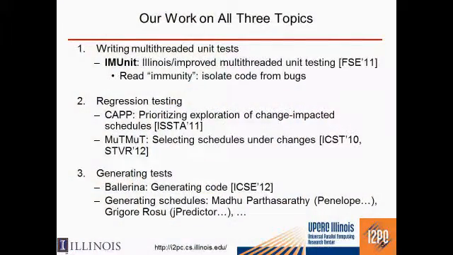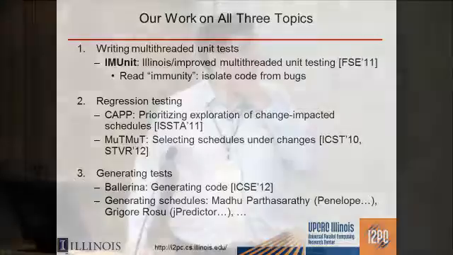In the context of sequential code, there has been a lot of work on regression testing. How do we make testing better as the code changes? How do we make it more efficient? This was not addressed widely in the context of parallel code. And then there are also the issues of how to automatically generate some of these multi-threaded unit tests, how to generate the test code itself, and how to generate schedules. These are some of the challenges. There are obviously others, but I picked the ones that we worked on. So we do have work at Illinois on all of these three topics. And what I'll spend the most time on today will be the first topic of writing these multi-threaded unit tests.